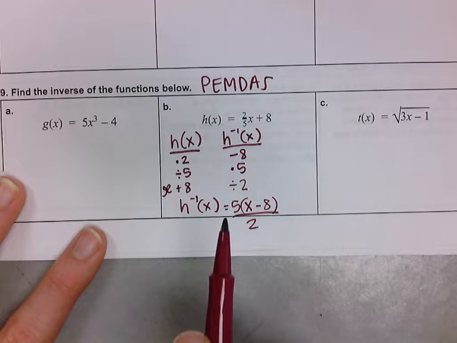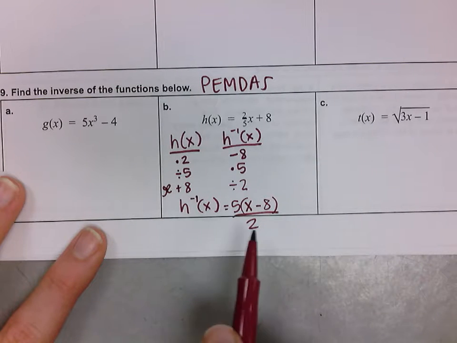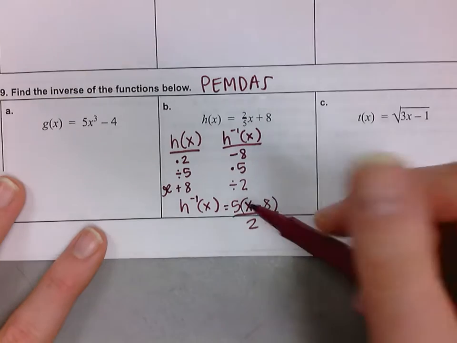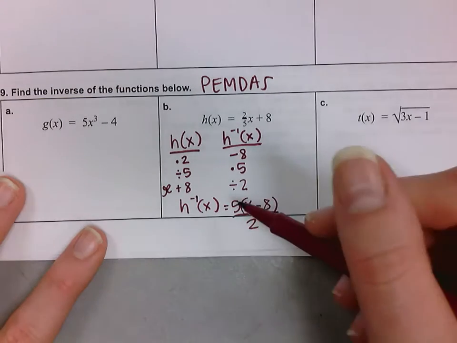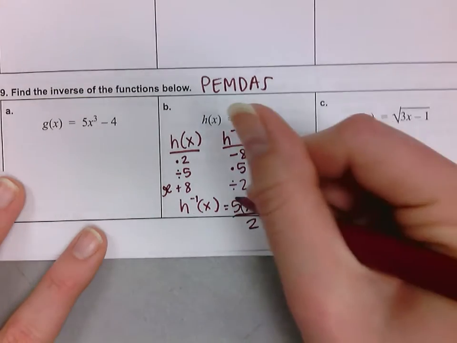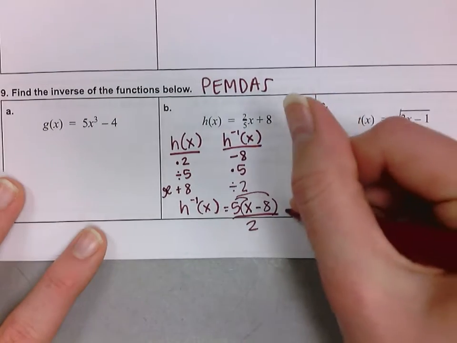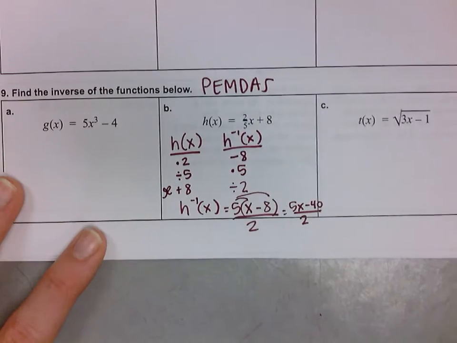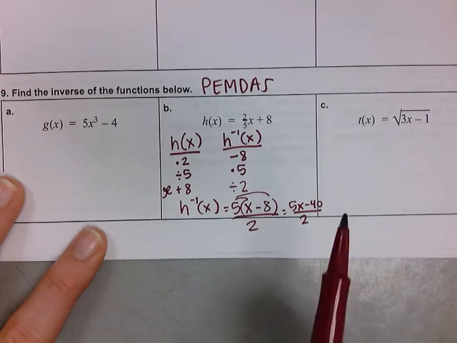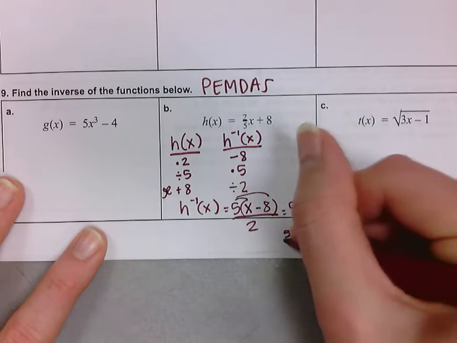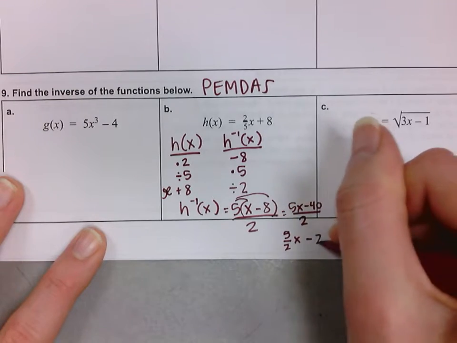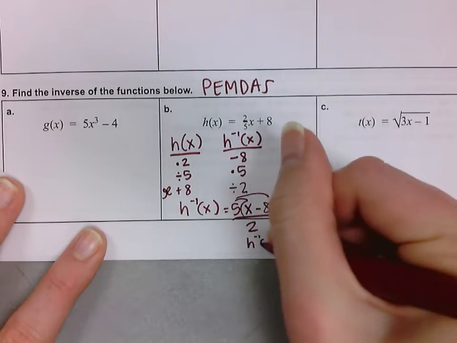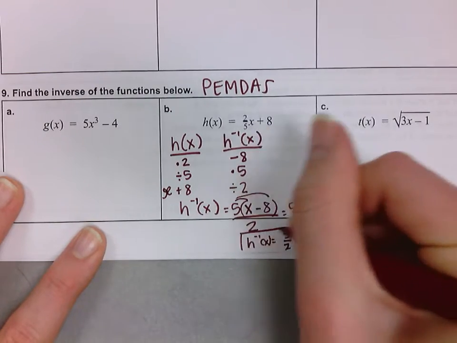However, on your SSIA, it will be multiple choice, and this isn't how your answer choices will look. They're actually going to distribute this 5 and 2, or you can think about it as 5 halves. I'm going to distribute my 5, and I get 5x minus 40, all divided by 2. So both terms need to get divided by 2. So I have 5 halves x minus 20. And this would be what your answer choice will look like.